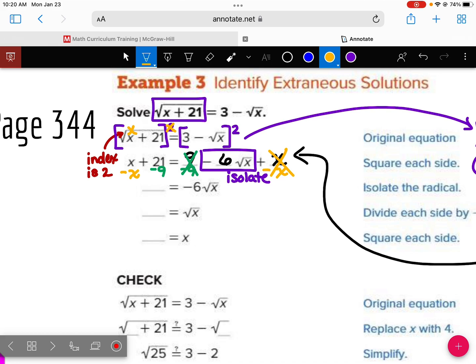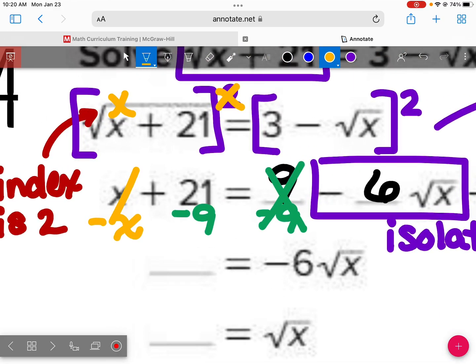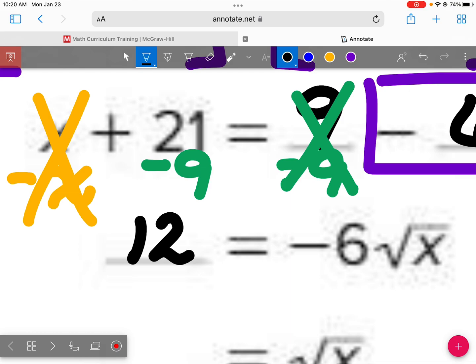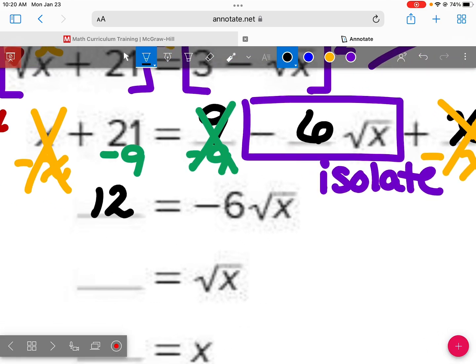All right, help me simplify. I have x minus x. What's going to happen there? They cancel. X minus x is going to cancel out. 21 minus 9 is 12. Do I have the radical isolated? Yeah. This right here is my radical.